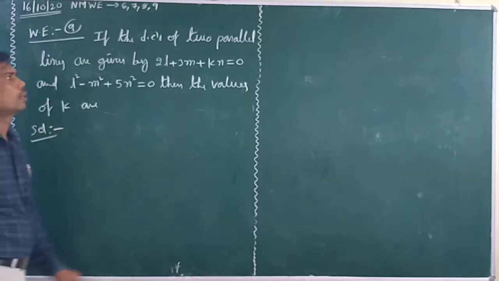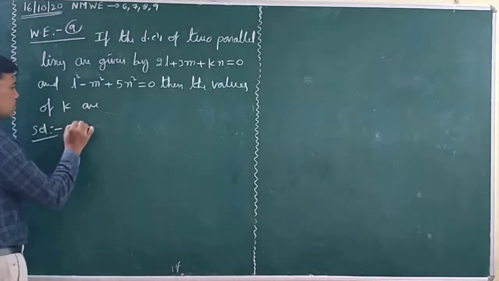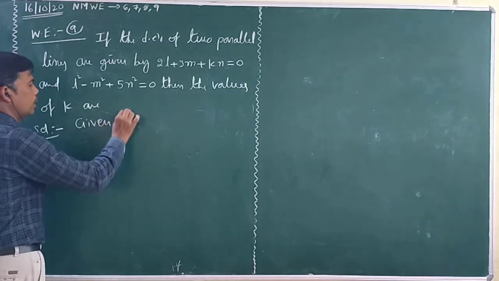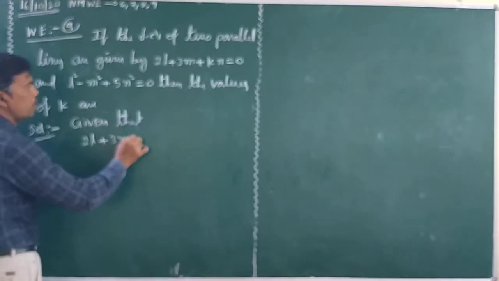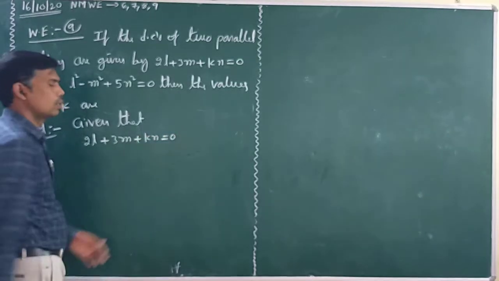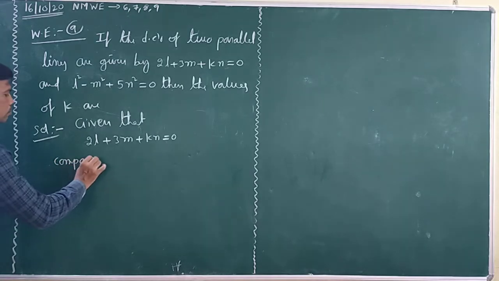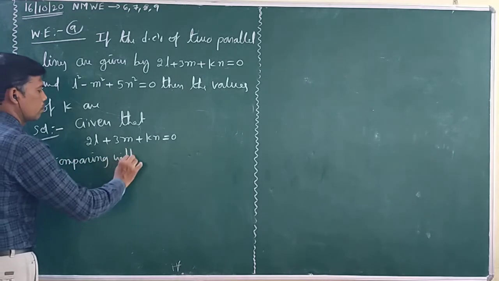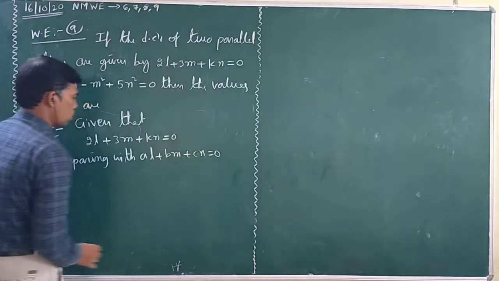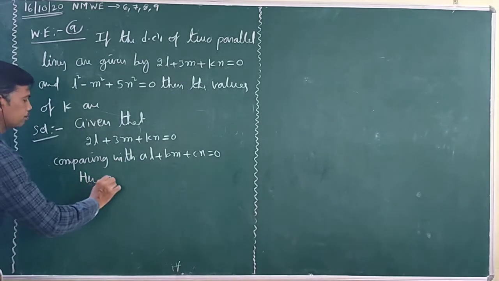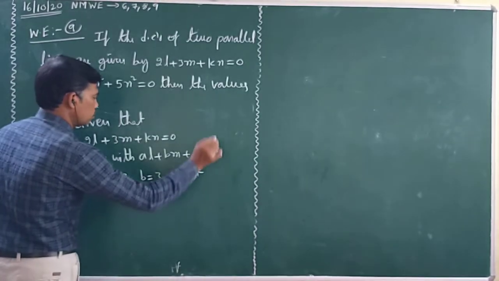Write down the solution. DCs of two parallel lines are given by 2l plus 3m plus kn is equal to 0. This equation, comparing with Al plus Bm plus Cn is equal to 0, here A is equal to 2, B is equal to 3, C is equal to k.